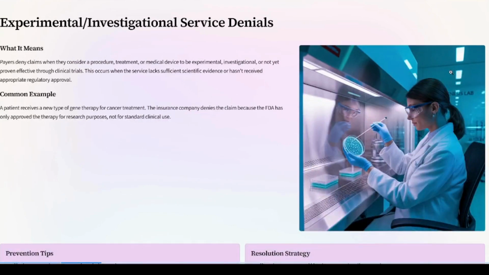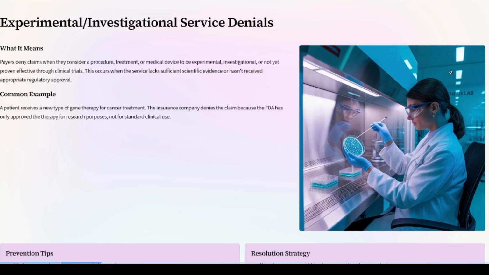Okay, so let's get into our first denial, which is experimental and investigational service denials. And what does that mean? Payer denies claim when they consider a procedure, treatment, or medical device to be experimental, investigational, or not yet proven effective through clinical trials. This occurs when the services lack sufficient scientific evidence or haven't received appropriate regulatory approval.